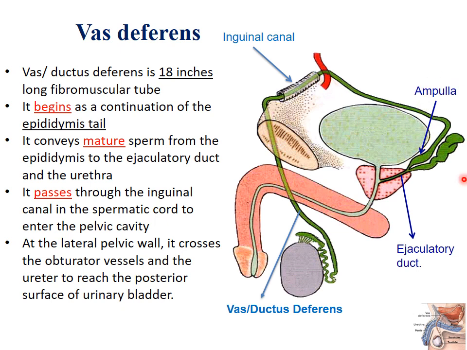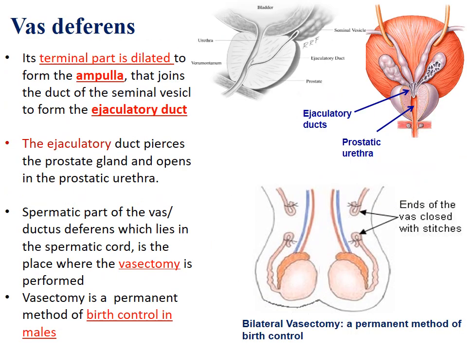So if you see the view, that is from the posterior view of the urinary bladder and the prostate, then you find this view. So this slide is in continuation of the vas deferens. This is the posterior view of the urinary bladder and the prostate below it. So where is the ductus deferens? This is the ductus deferens coming from both sides, right side and left side.